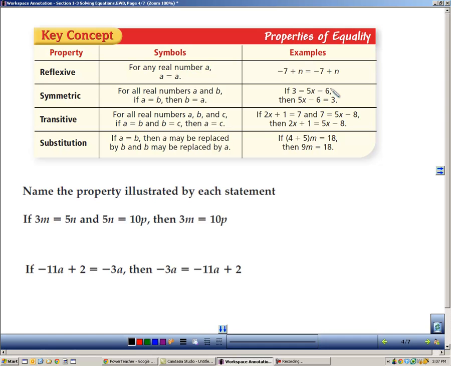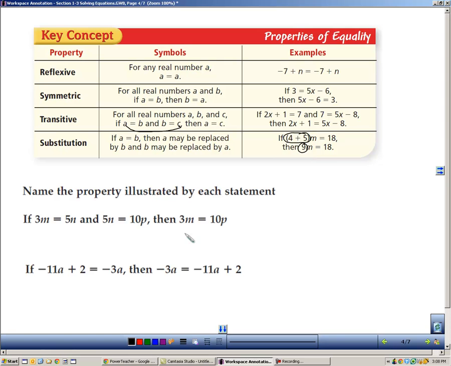That's the symmetric property. Transitive says that if you have a first and a second value that are equal, the second value equal to a third value, that you can then make the statement that the first and the third value have to be equal. That's the transitive property. And then substitution is the property that's used probably most often. It's simply a property that says you can replace one equal quantity with another. Over here you see an example, 4 plus 5, since that equals 9, you can replace the 4 plus 5 with a 9.